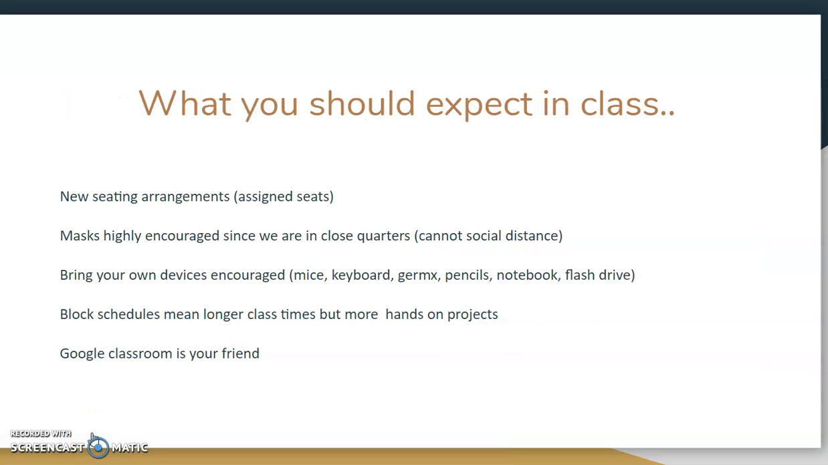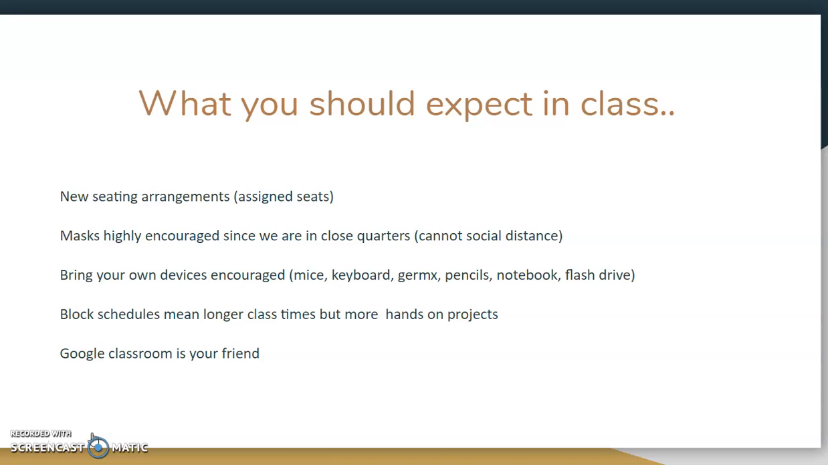What you should expect in class. There's going to be new seating arrangements, which means there's going to be assigned seats. With COVID-19, we can't have sharing of seats with people going from seat to seat. I used to have flex seating, can't have that anymore. Next, masks are going to be highly encouraged because we're going to be in close quarters and we cannot social distance. The only way to social distance in my class is to half the class, which means instead of 30 students, 15. And I don't see that happening. So we're going to have to respect each other's space.